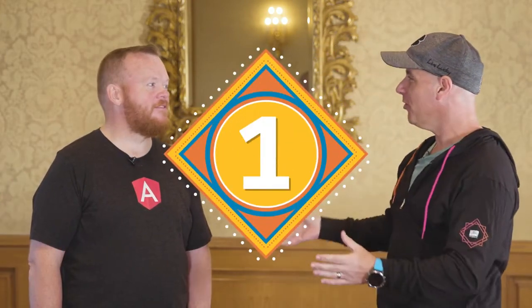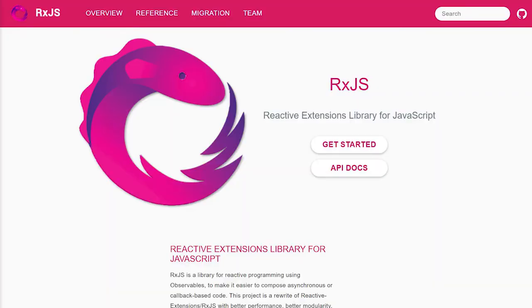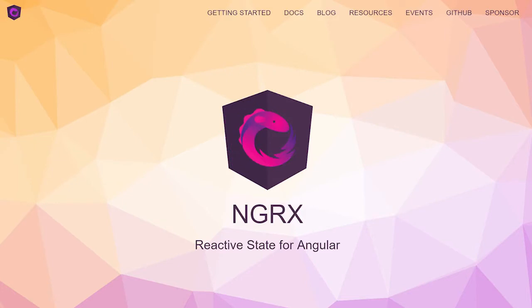First things first, RxJS, NgRX, Reactive Programming, are they all the same thing? What's the difference? Reactive programming is a paradigm of how you put data into your app and respond afterwards. RxJS is a tool that makes it easy to do that. And NgRX is a way to harness a crazy amount of chaotic state, where there's a lot of conflict in data, back into something that makes sense.